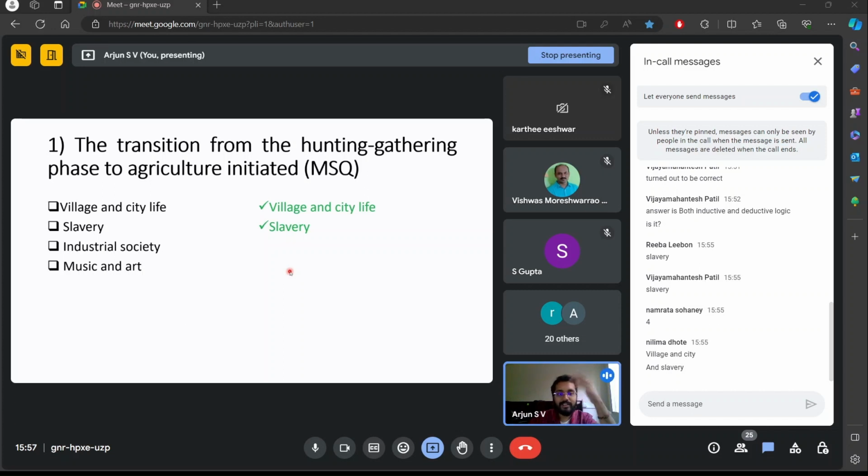Industrial society might also be a correct answer, but it's a very far stretch compared to village and city life. Music and art is not a correct answer. So village and city life and slavery would be correct. Any doubts regarding this question?